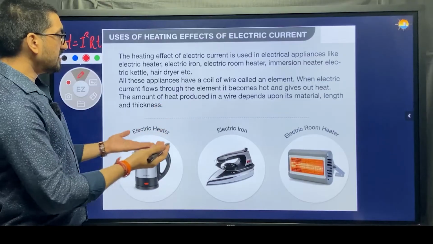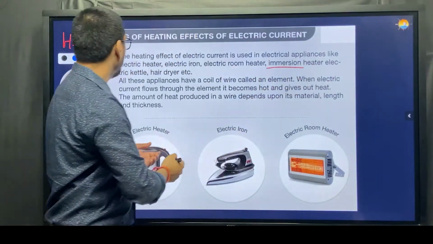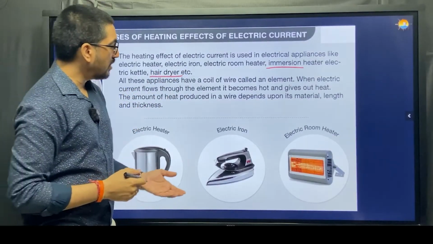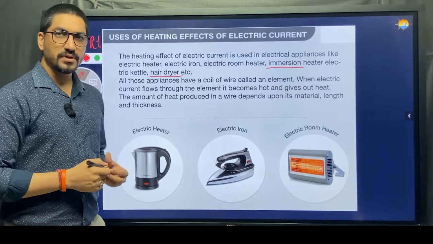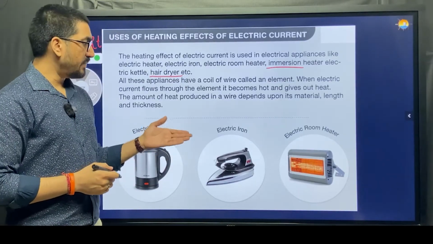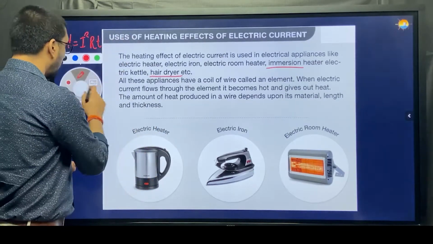So these are some of the applications. Other applications are immersion heater, hair dryer, kettle. This is the kettle. So these are the few basic gadgets that we use in a household. They basically are working on the same heating effect of the current. Moving on.